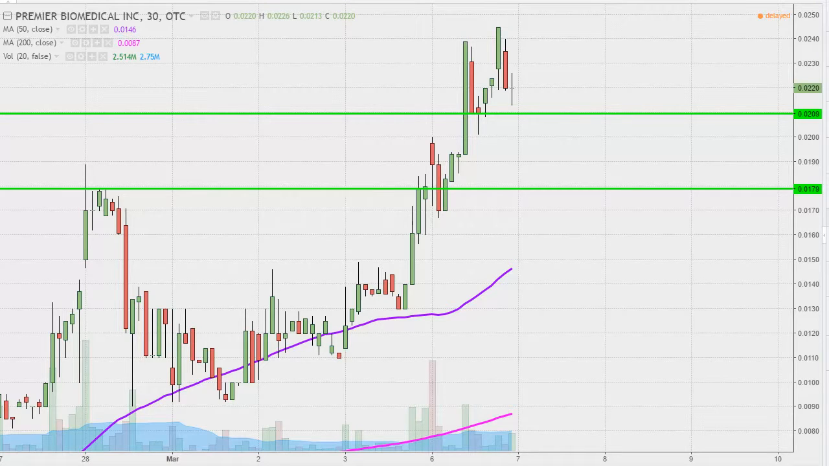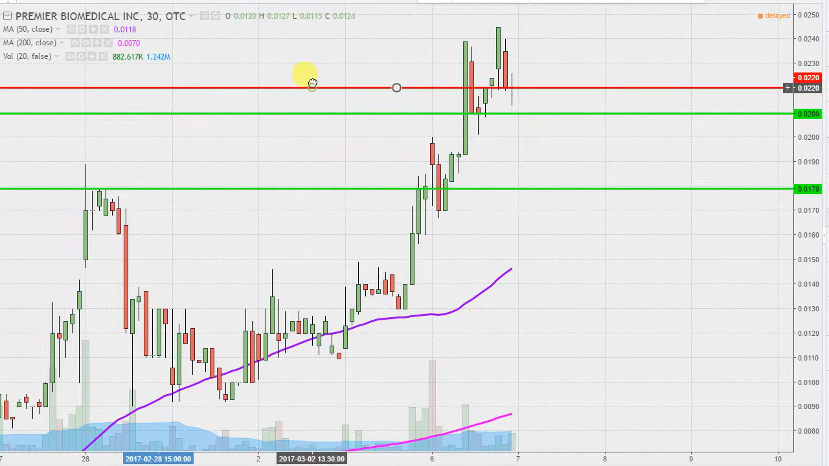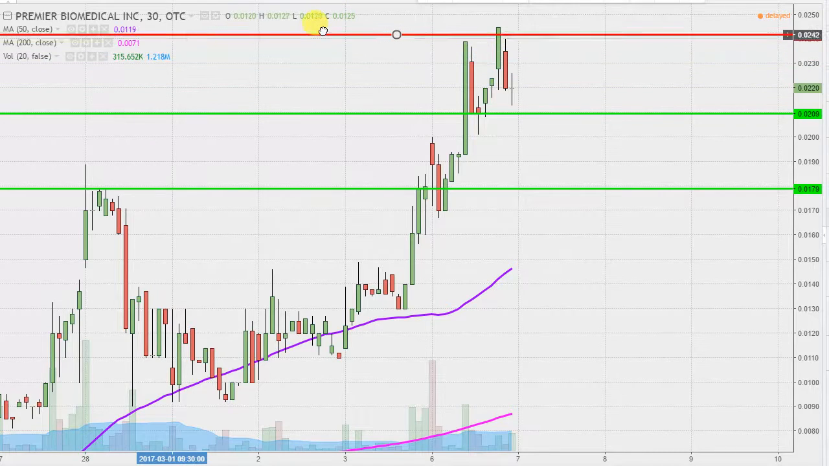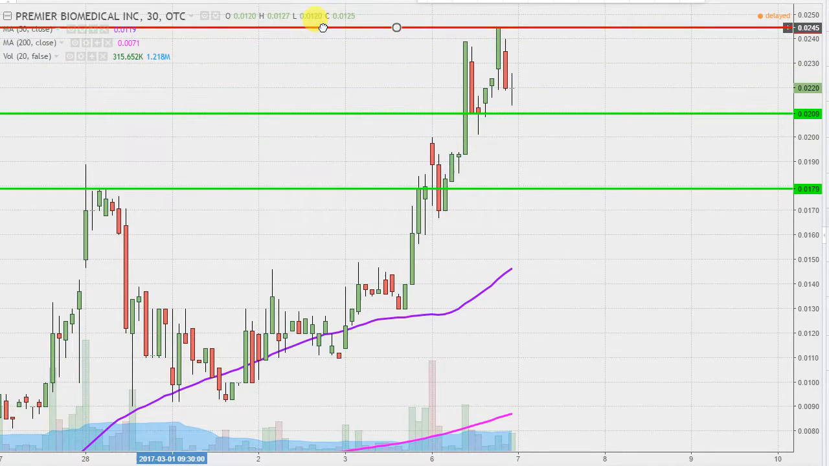Now, what about levels of resistance? If this upwards move is going to continue, where are some of these potential battlegrounds at? As it stands right now, I'm just going to talk about one level of resistance, and I'll explain that in a second. Key level is just where the party stopped today, and that's up there at 0.0245.